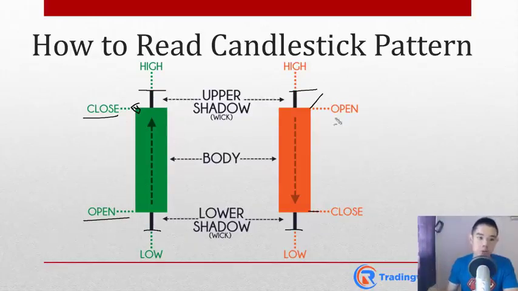This one is what we call a lower close. This is where the price closed below the open. That's why it's so-called bearish, right? A red color candle. So that's how you read a candlestick chart, how you read a candlestick pattern.